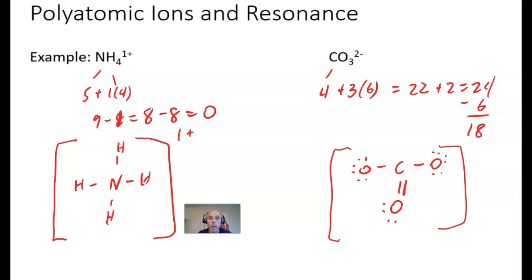And because it's a polyatomic ion, I said carbon dioxide, I meant to say carbonate. Because it's a polyatomic ion, I put it in brackets and put its charge on the outside. So there it is again without resonance, which we'll talk about and will be the last thing we talk about today.